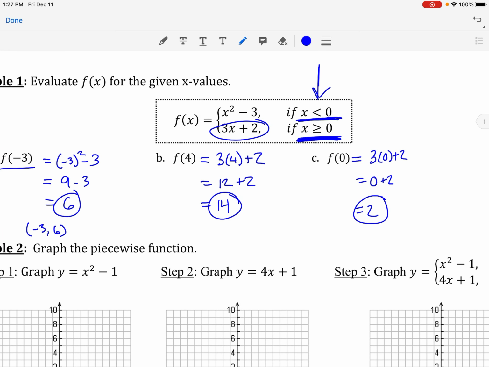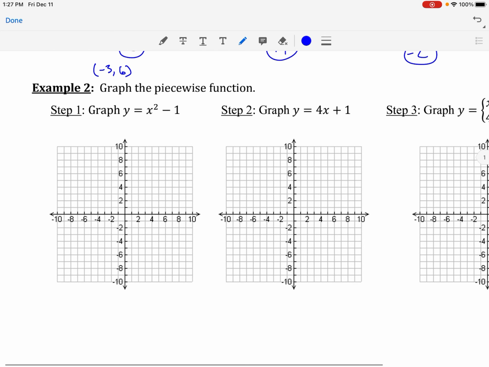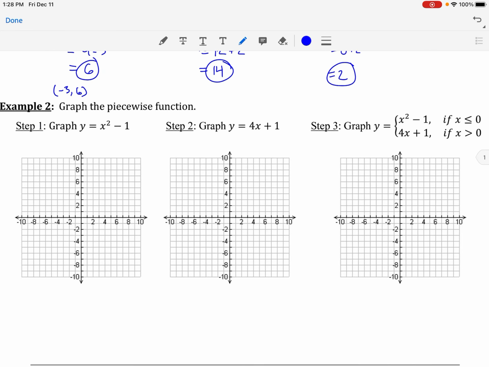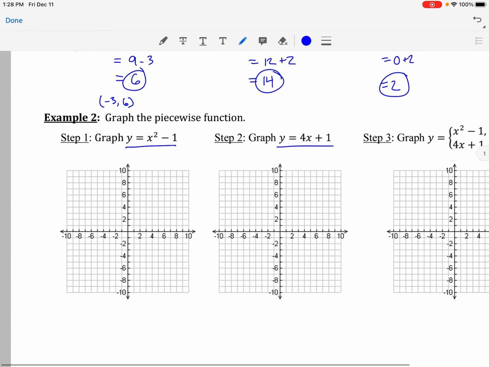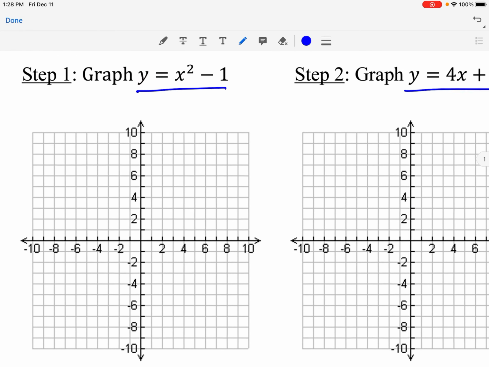Okay, so now we're going to use that evaluating process to be able to graph a piecewise function. So we're going to break this into steps. We're going to graph this equation separately and then this equation. And then we're going to put them together and see if we can figure out how to graph this piecewise function over here. So step 1, graphing this equation.